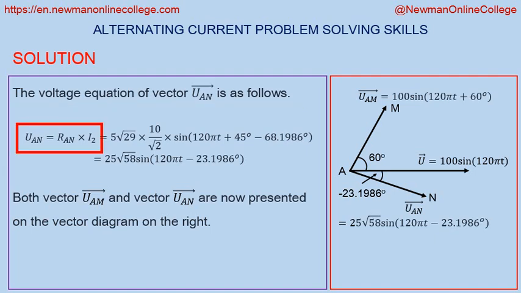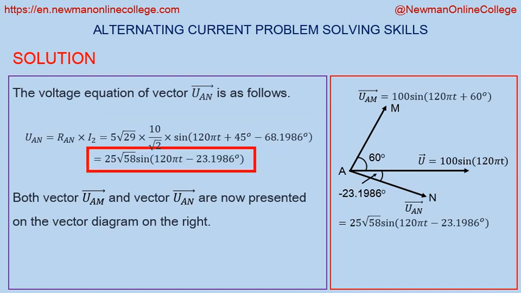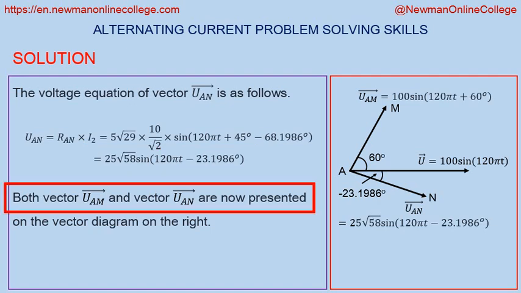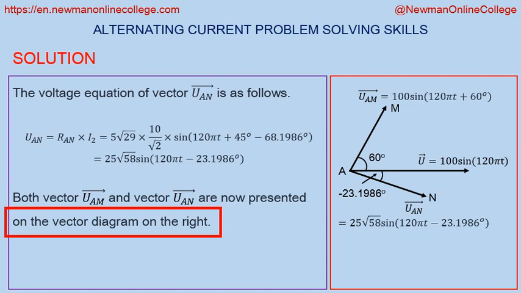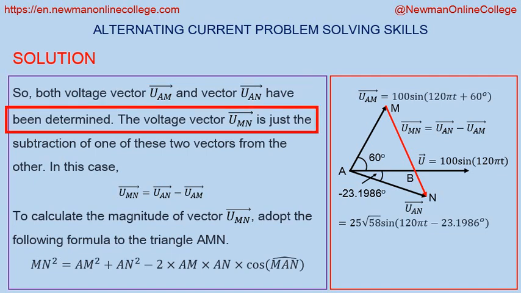The voltage equation of vector U sub an is as follows. U sub an equals R sub an times I sub 2 equals 5 times square root of 29 times 10 over square root of 2 times sine of 120 pi t plus 45 degree minus 68.1986 degree equals 25 times square root of 58 times sine of 120 pi t minus 23.1986. Both vector U sub am and vector U sub an are now presented on the vector diagram on the right. So, both voltage vector U sub am and vector U sub an have been determined.